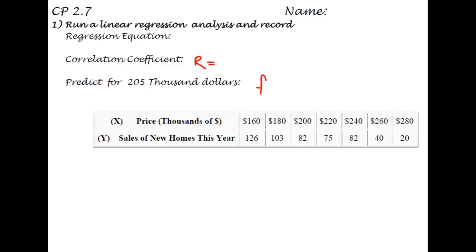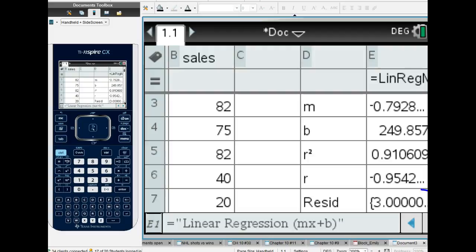Then we want to predict for $205,000. Well, remember I told you F1 was the function, so we want F1 of 205. And then I want to graph the scatter plot and show the regression. So the regression equation is going to be y equals something x plus something. Alright, so let's go back to our calculator and let's show you how to do that.